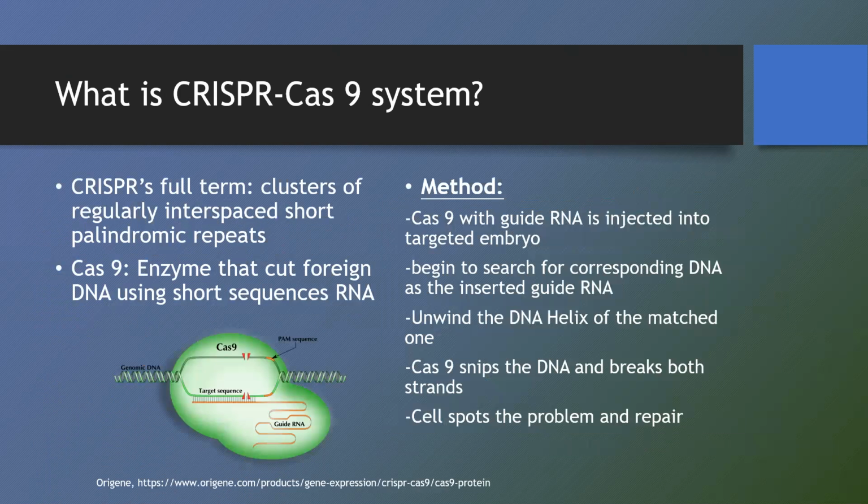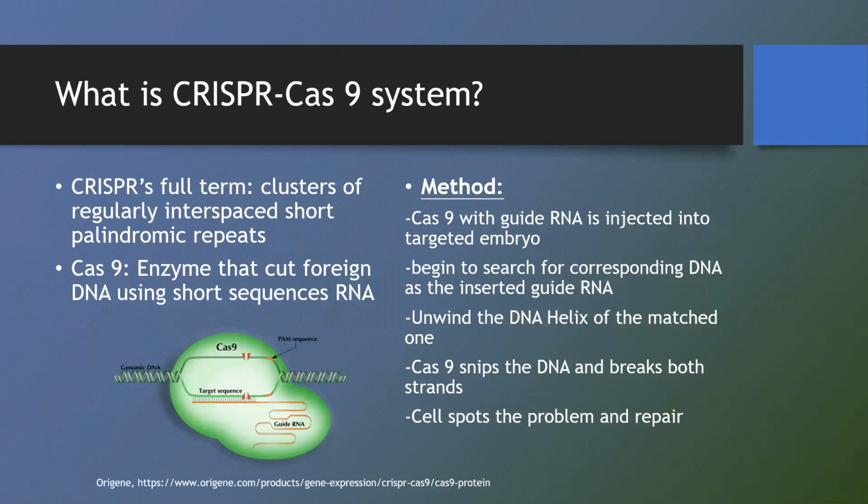Let's talk about the basic concept of the CRISPR-Cas9 system. CRISPR is short for clustered regularly interspaced short palindromic repeats, and Cas9 stands for the enzyme that cuts foreign DNA using RNA with a short sequence.